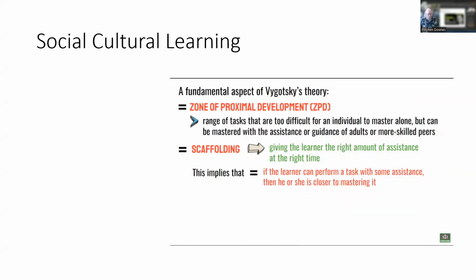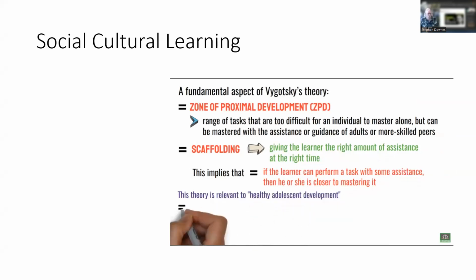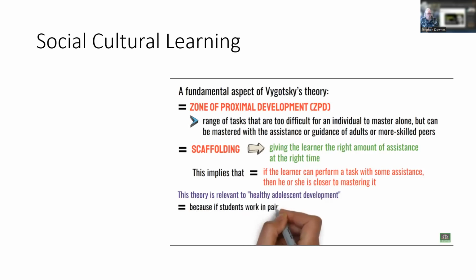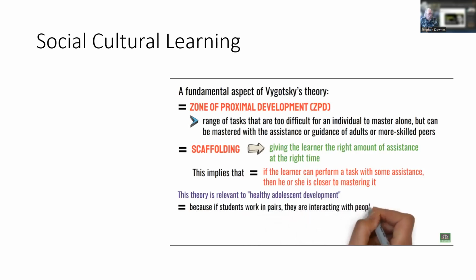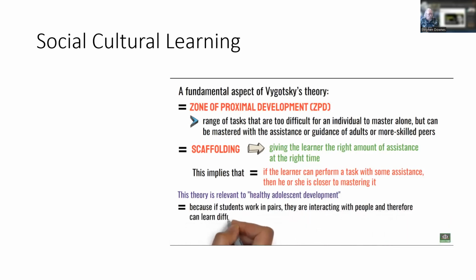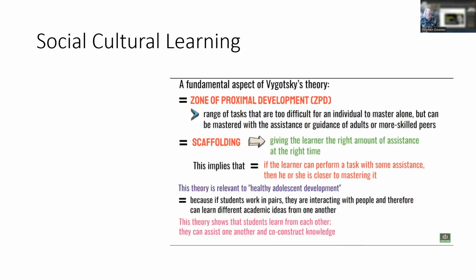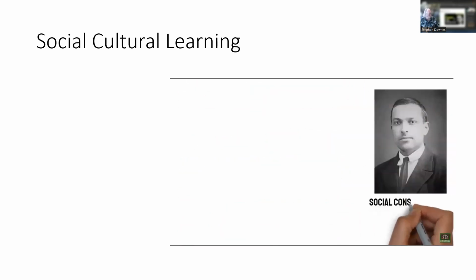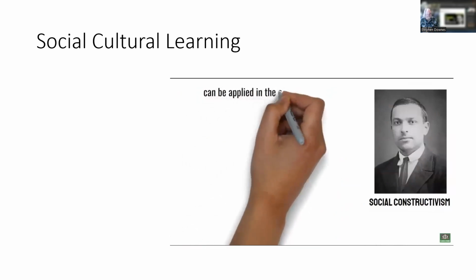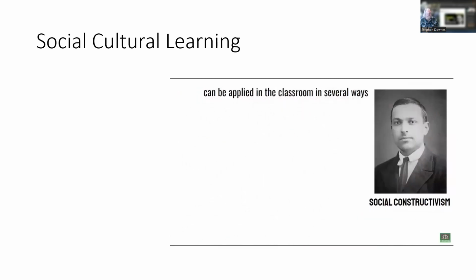This theory is relevant to healthy adolescent development because if students work in pairs, they are interacting with people and therefore can learn different academic ideas from one another. This theory shows that students learn from each other. They can assist one another and co-construct knowledge. Vygotsky's social constructivism can be applied in the classroom in several ways.